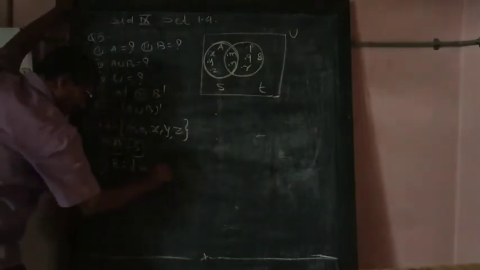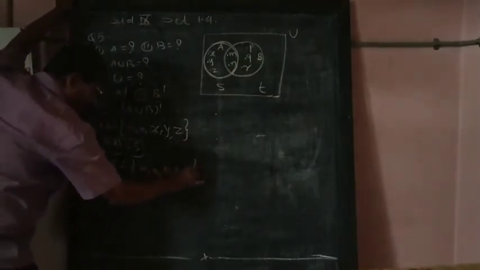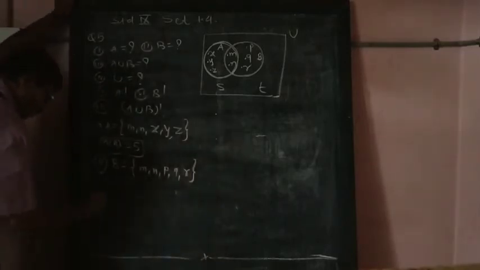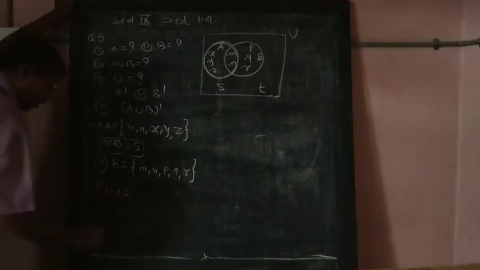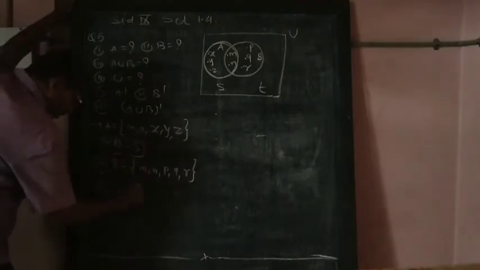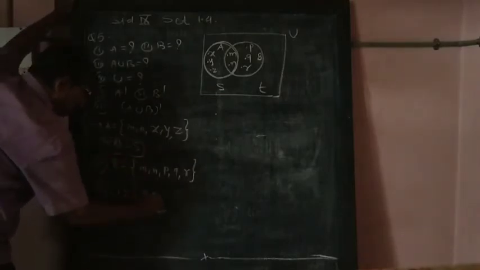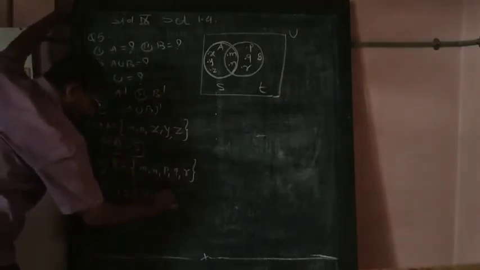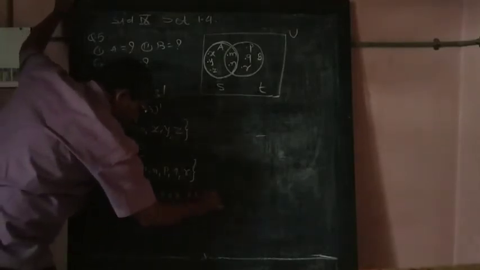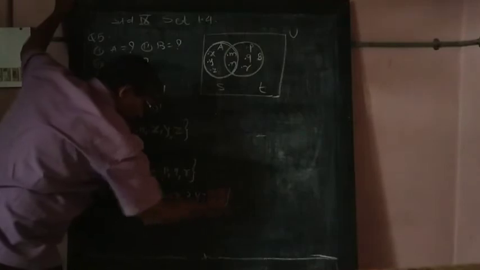M, N, P, Q, R. Now we should find the universal set. What is in the universal set? We write all of them: M, N, P, Q, R, X, Y, Z, S and T.